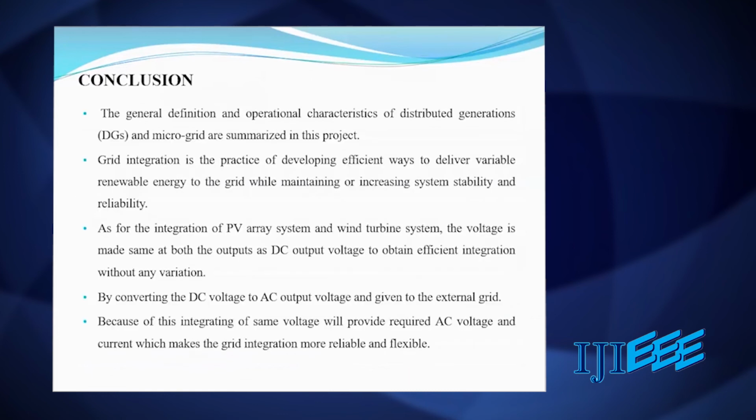So the conclusion is, as per the integration of PV array system and wind turbine system, the voltage is made the same at both the outputs, and the DC voltage is converted into AC output voltage and given to the external grid. Because of this, integrating the same voltage will provide the required AC voltage and current, which makes the grid integration more reliable and flexible.